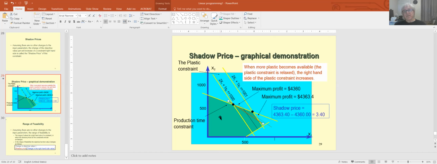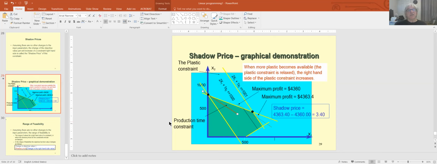The extreme point is moving along this line like this, each time for a different amount of plastic, and stops here because now we have a feasible region that is this triangle. And the profit will go here. See? So it went down. It went down, but for each additional amount of plastic taken out, you lost $3.40. The shadow price did not change. And here is the key.